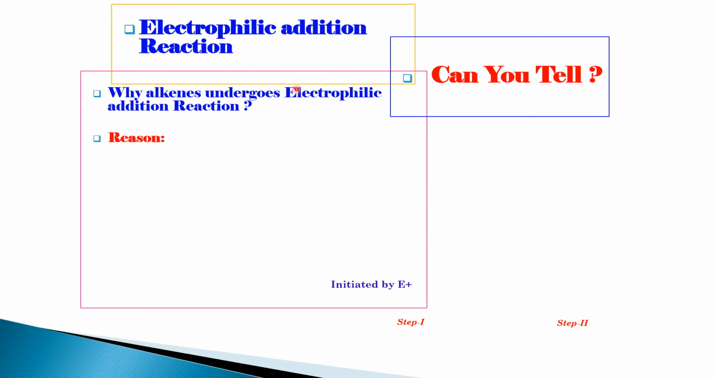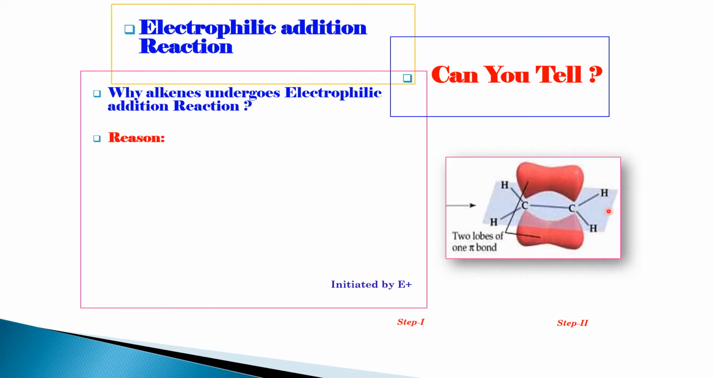The reason is this. We know that alkenes contain a carbon-carbon double bond, out of which one bond is a sigma bond and one bond is a pi bond. This pi bond is formed by lateral overlapping of p orbitals. So this pi electron cloud partially lies above the plane and partially lies below the plane. So this pi bond is weaker than the sigma bond and breaks easily. So alkenes are a rich source of weakly or loosely held pi electrons.